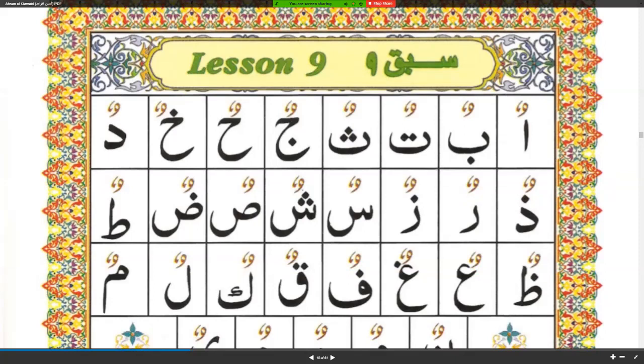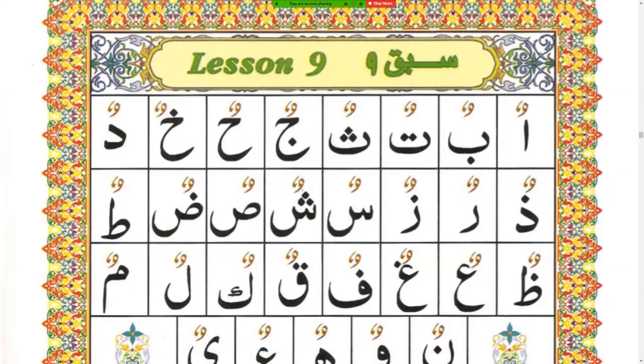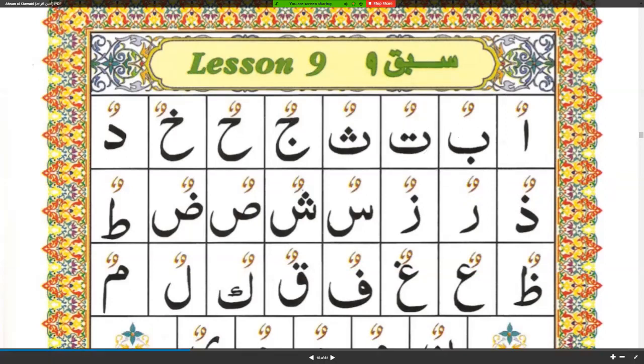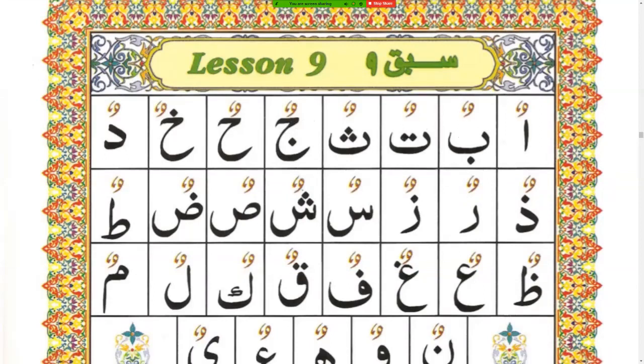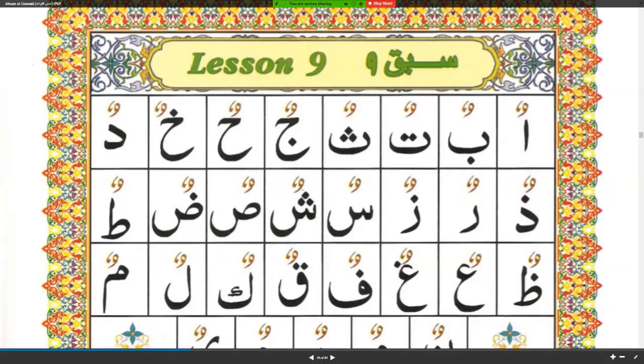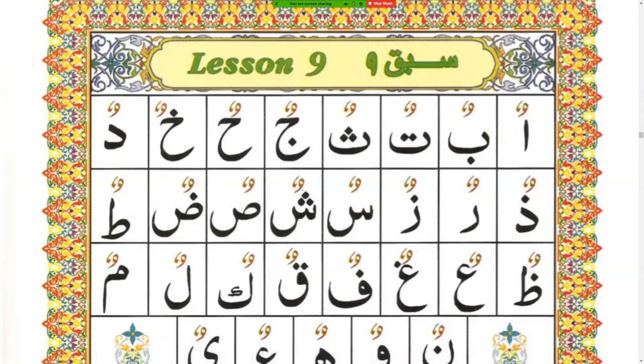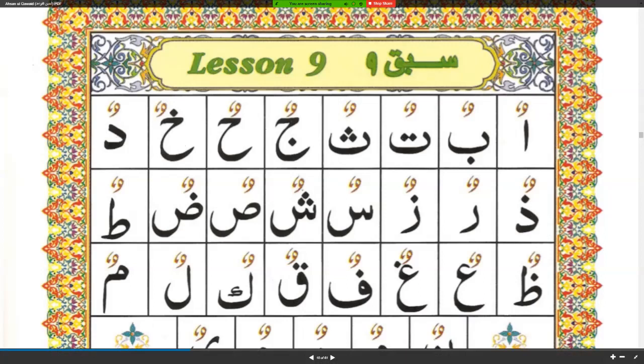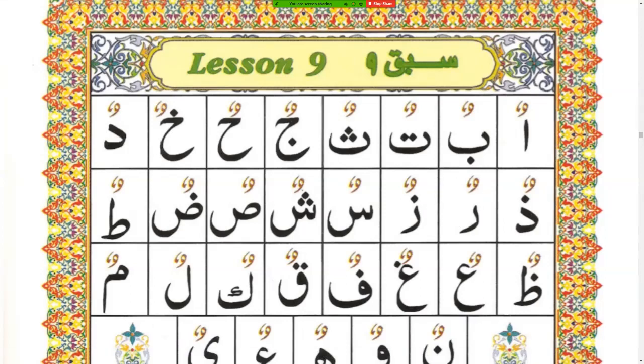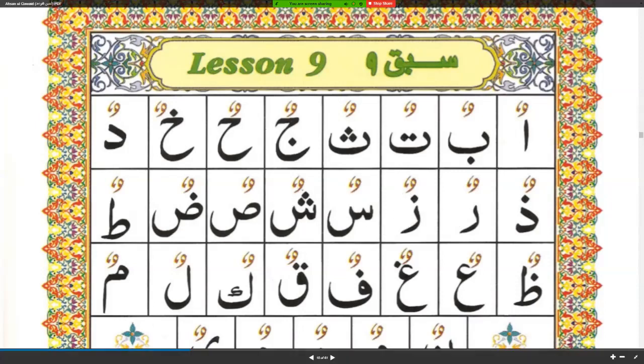Hamza tu pesh un. Ba tu pesh bun. Ta tu pesh tun. Tha tu pesh thun. Jim tu pesh jun. Ha tu pesh hun. Kha tu pesh khun. Dal tu pesh dun. Dhal tu pesh dhun. Ra tu pesh run. Za tu pesh zun.